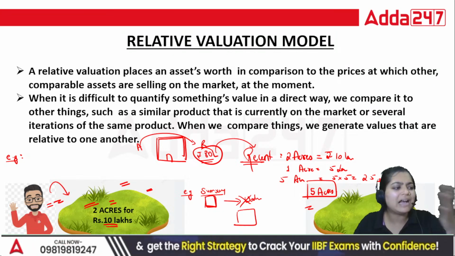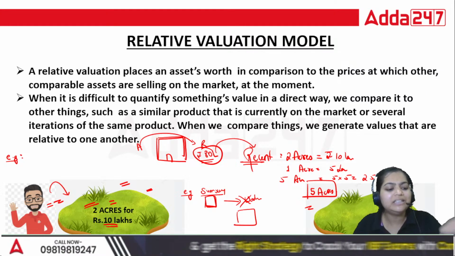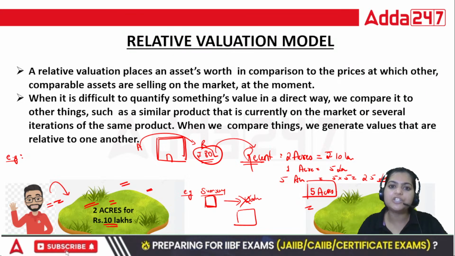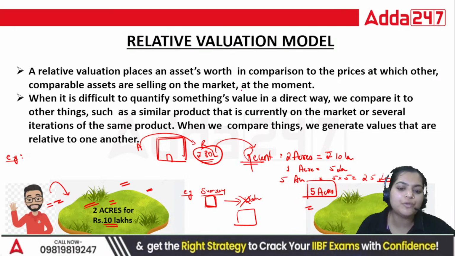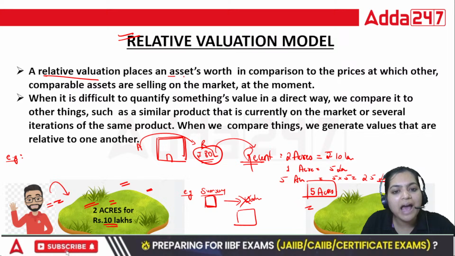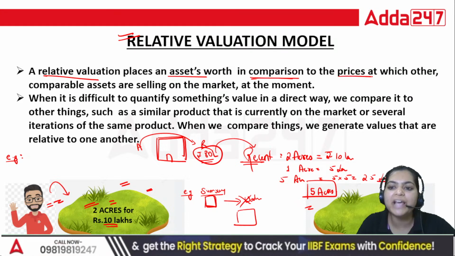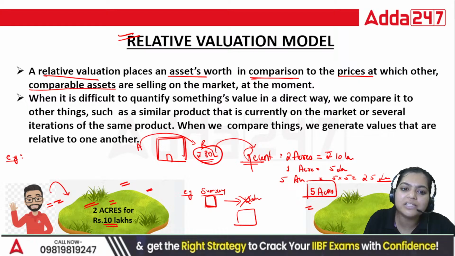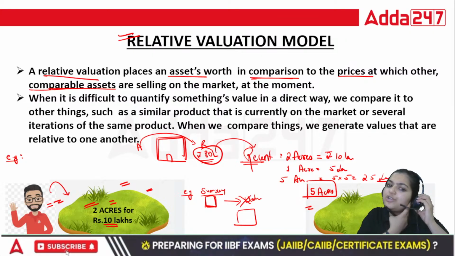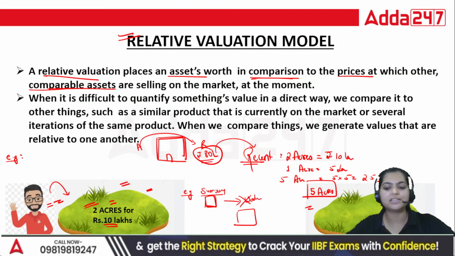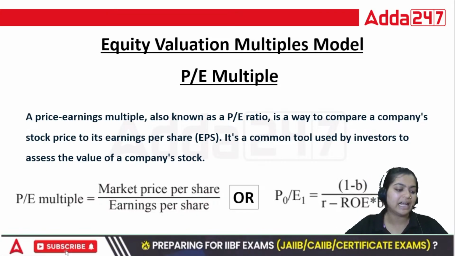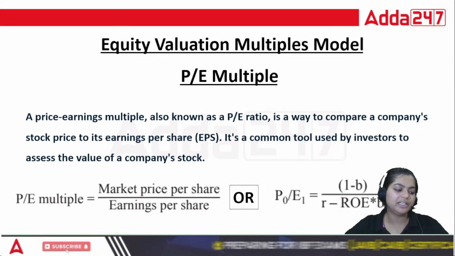First, see whether your asset is comparable or not, whether these two assets are similar or not. So based on similar assets, when you are valuing your product, that is relative valuation. Relative valuation places an asset's worth in comparison to the price at which other comparable assets are selling on the market. So you need to identify the recent transactions, and this is relative valuation.